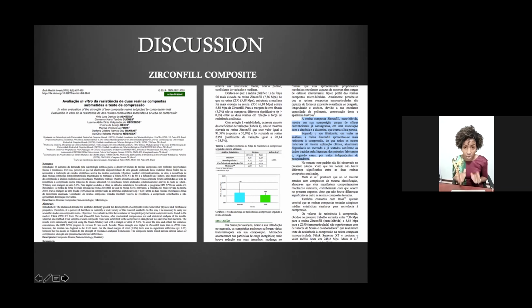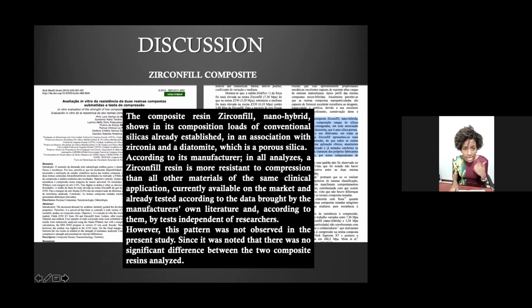This study shows that, unfortunately, the mechanical resistance wasn't different between the other resins. I'm going to show another study in the next slide.